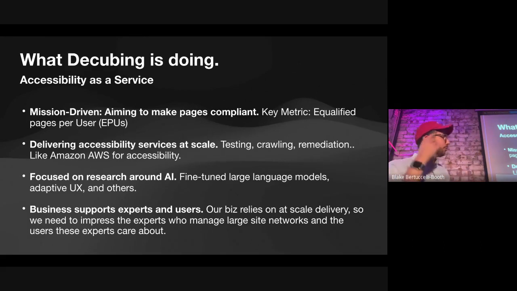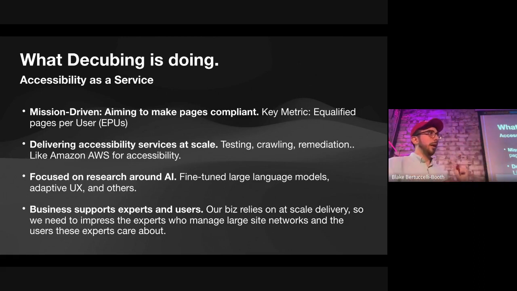We're focused on research around AI. Again, I said research is the key word. We want to be a research organization, not necessarily just product, but focus on research and hiring some of the top accessibility professionals and allowing them to really figure out where the best solutions are and best use of time are, and giving them living wages. That's a huge thing. It's just something that is not there quite yet. So Decubing is focused on research, and we're fundraising to hire accessibility professionals who understand the landscape. The business supports both experts and users.